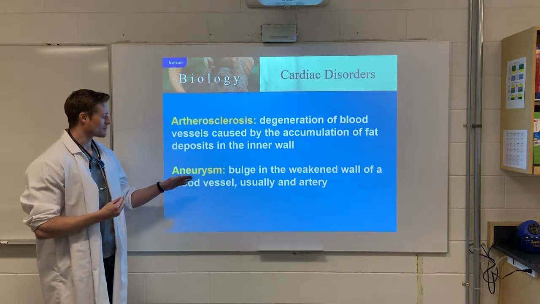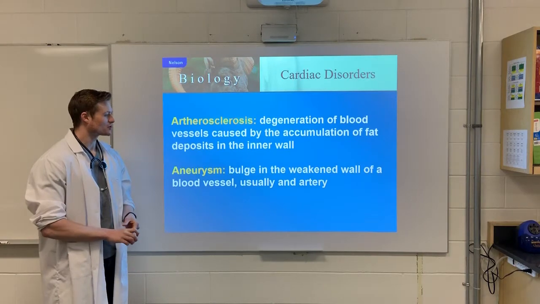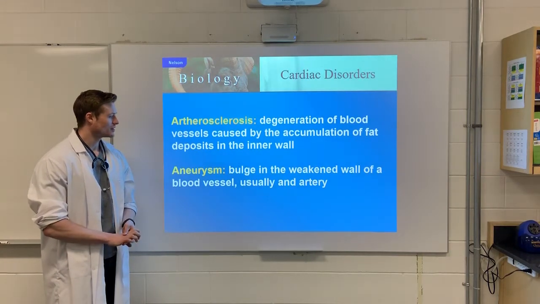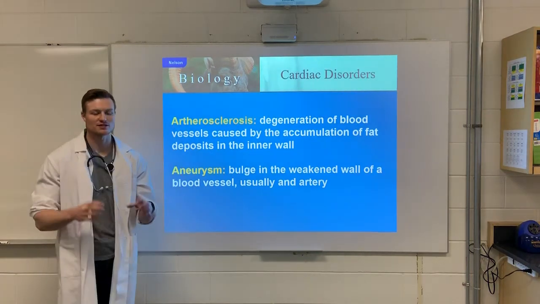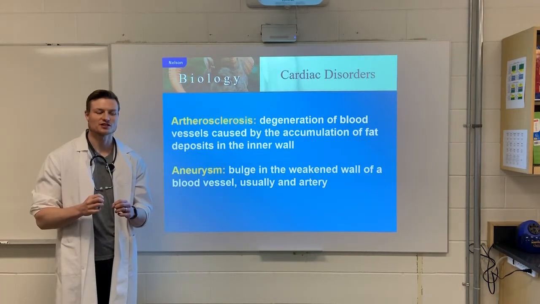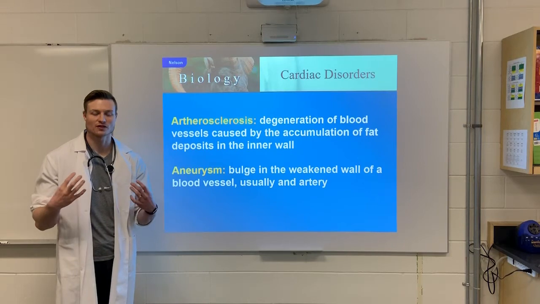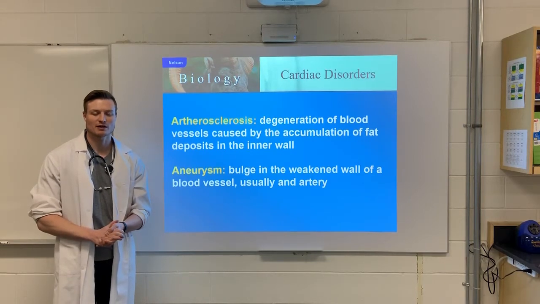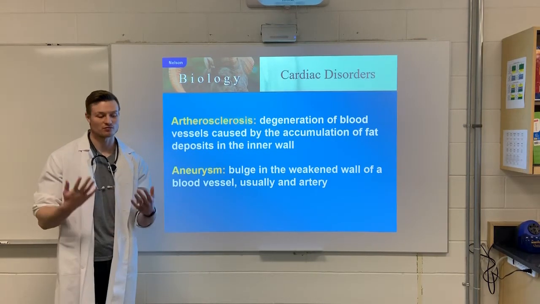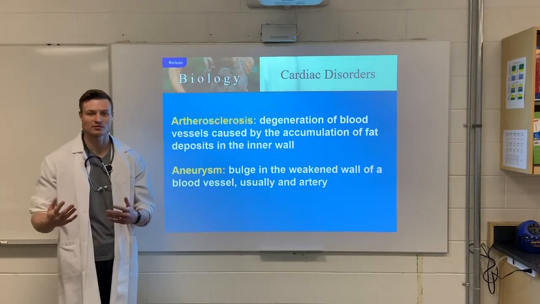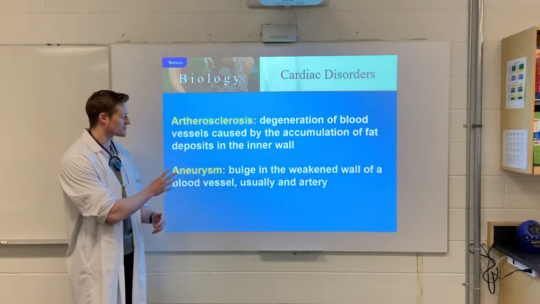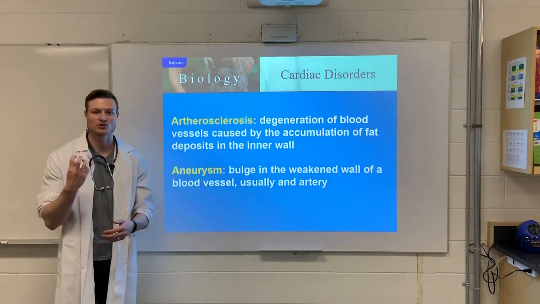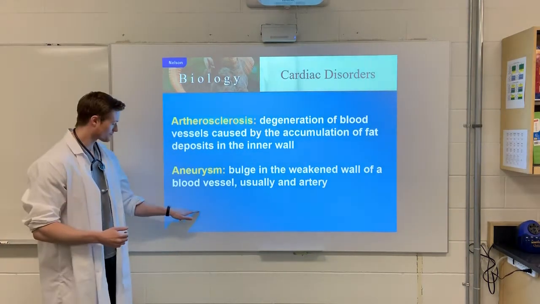Then we have an aneurysm. An aneurysm is just a bulge in a weakened wall of a blood vessel, usually an artery. So what might happen with an aneurysm? It's a bulge or essentially a burst within an artery. And it could happen anywhere in the body, right? You may have heard of a brain aneurysm before, or an aneurysm somewhere else in the body. So it's just that kind of, if the blood vessel has been weakened, and then you get that bulge within that weakened blood vessel.